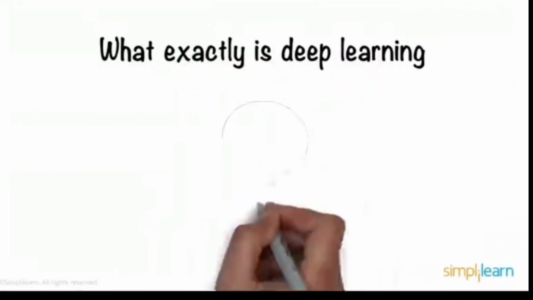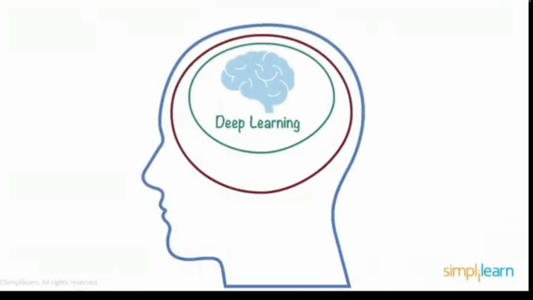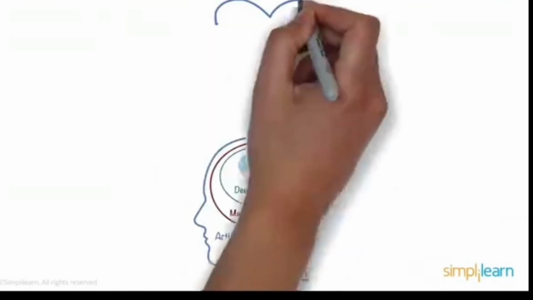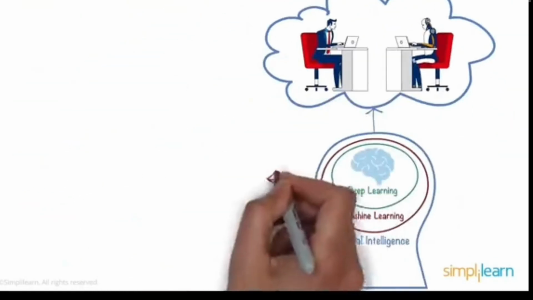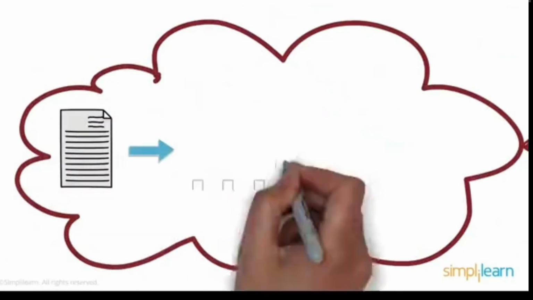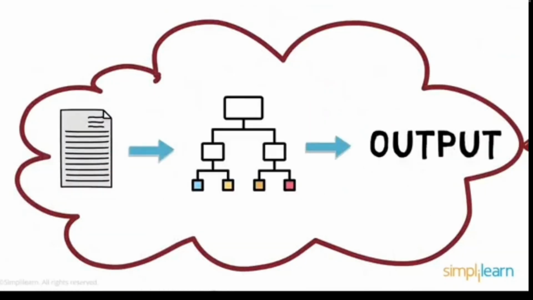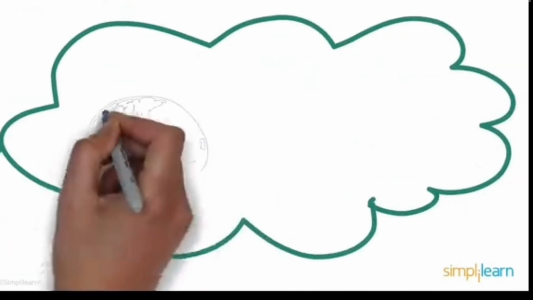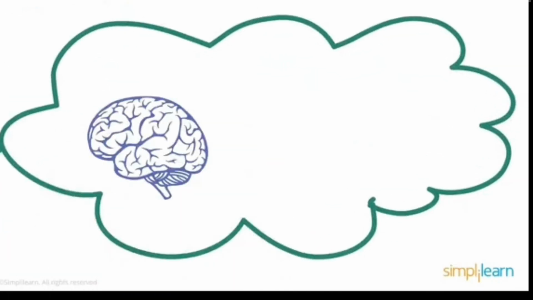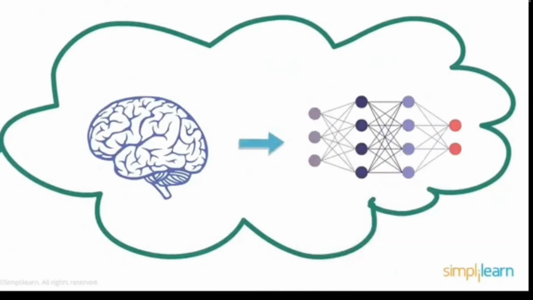What exactly is deep learning? Deep learning is a subset of machine learning, which in turn is a subset of artificial intelligence. Artificial intelligence is a technique that enables a machine to mimic human behavior. Machine learning is a technique to achieve AI through algorithms trained with data. And finally, deep learning is a type of machine learning inspired by the structure of the human brain. In terms of deep learning, this structure is called an artificial neural network.